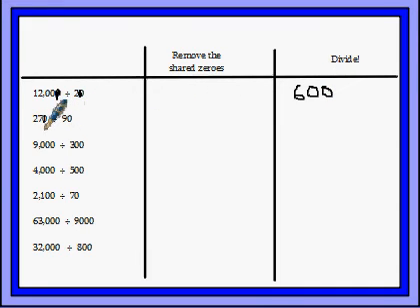27 divided by 90. I can get rid of that 0. I can get rid of that 0. 27 divided by 9, that's just 3. 9,000 divided by 300. I've got 2 zeros on this side of my division sign. I've got 2 zeros on this side of my division sign. And so my problem becomes 90 divided by 3.